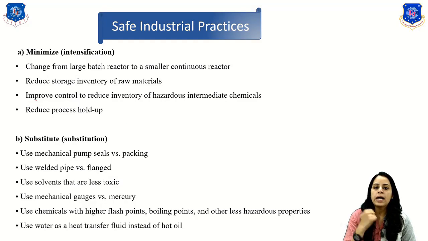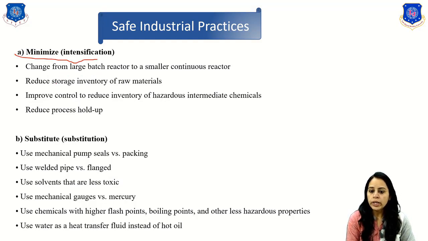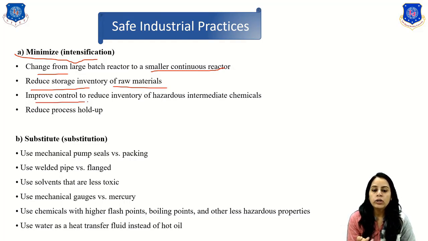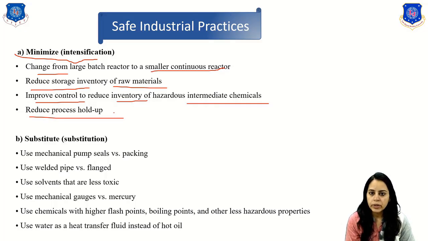First of all, we start with minimize, or minimization. The first one is the change from a large batch reactor to a smaller continuous reactor. Then reduce the storage inventory of the raw material. Then improve the control to reduce the inventory of hazardous intermediate chemicals. And the last one is to reduce process holdup.